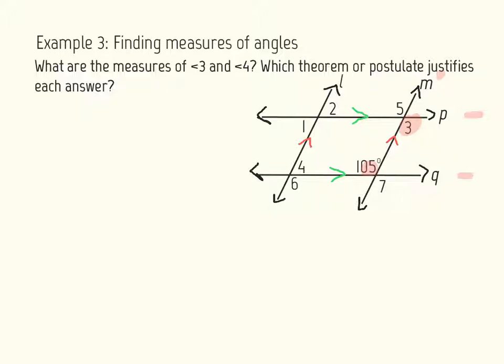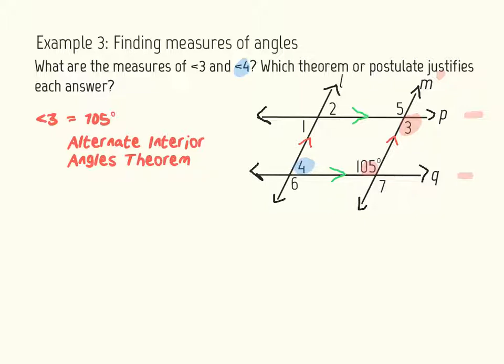So, alternate interior angles theorem states that those two angles would be congruent to each other. So that means that angle 3 is equal to 105 degrees because of the congruence. Now the reasoning for this would be the alternate interior angles theorem. Alright, now we're going to look at the other one, which is angle 4. So angle 4 is right here.